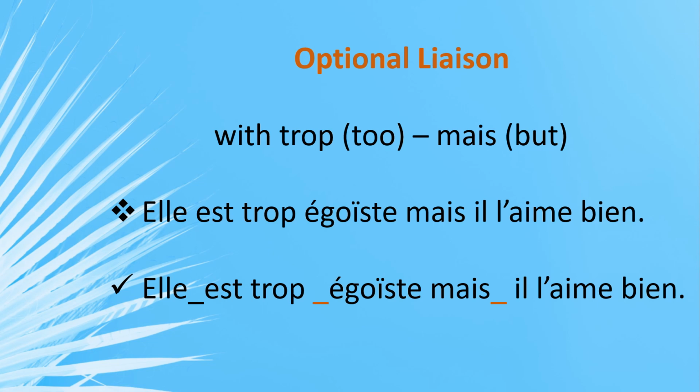I would like to draw your attention to the L. Even though L ends with an E, which is a vowel, we're still going to have a liaison because of the sound. The sound is an L sound, which is a consonant sound. Since the E has no accent, it is mute, therefore we're going to link the L with the E. So I'm going to repeat. Elle est trop égoïste, mais il aime bien.